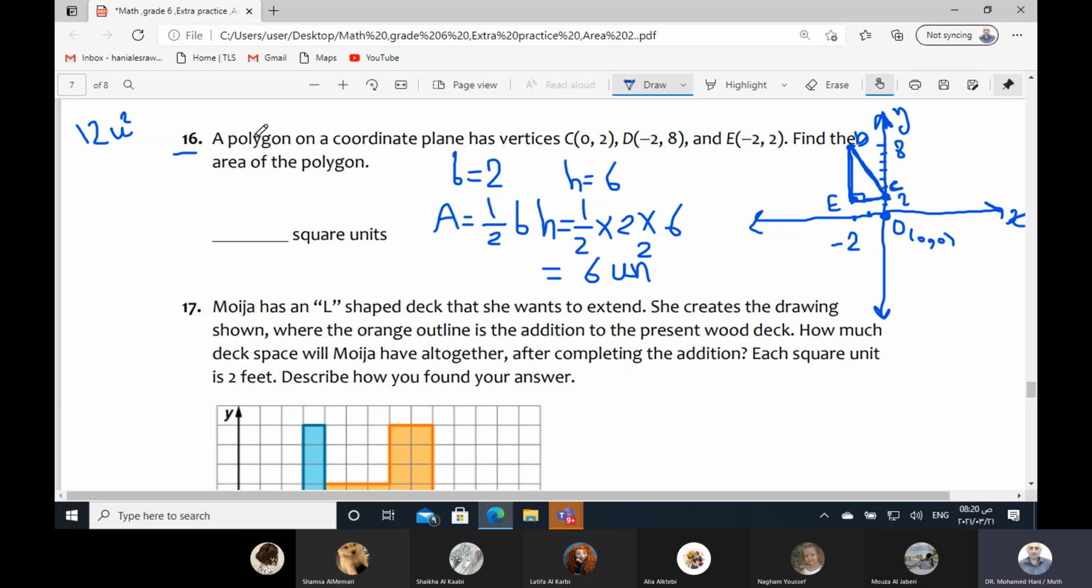squared. So nobody answered correctly. This is wrong. Who has any question?